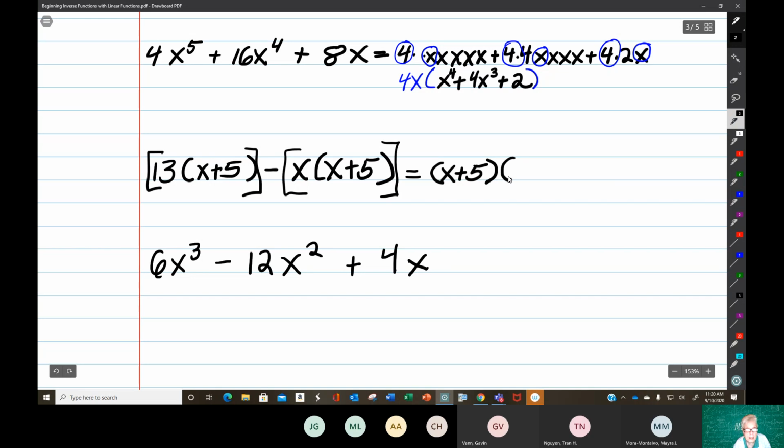And what I'm left with is 13 minus x. Now this is the factorization of that over there, where the GCF was actually a binomial.